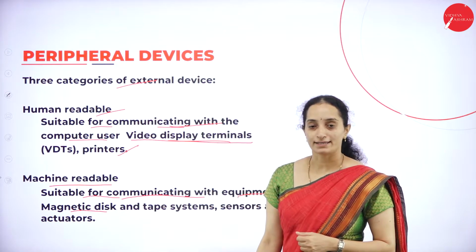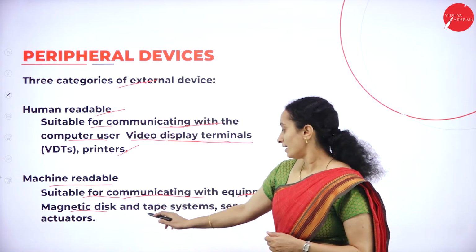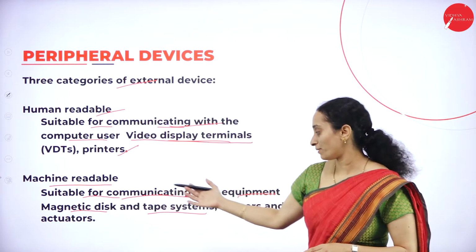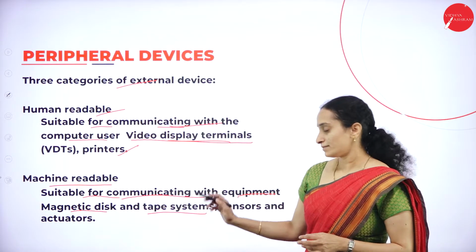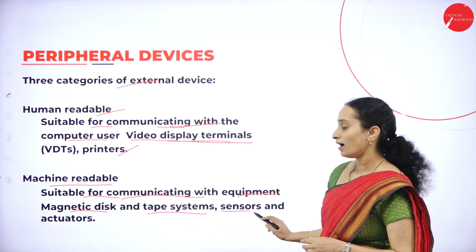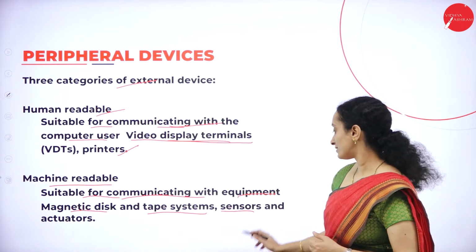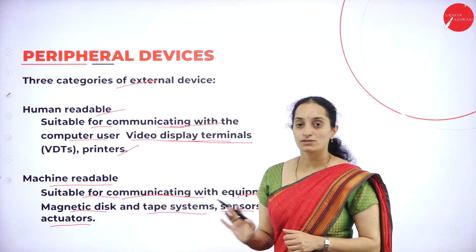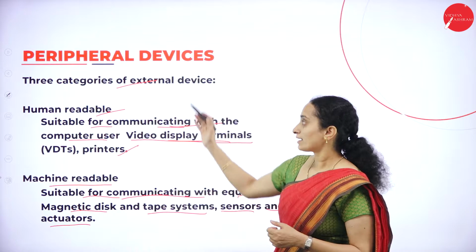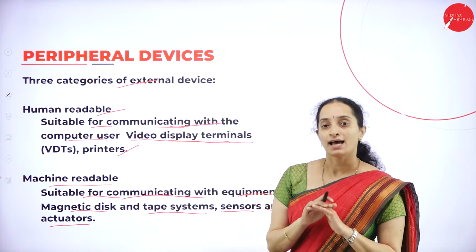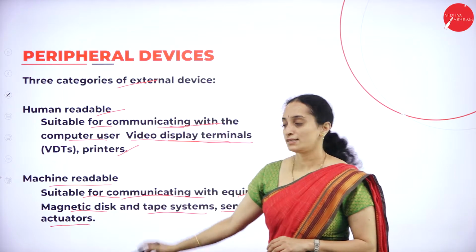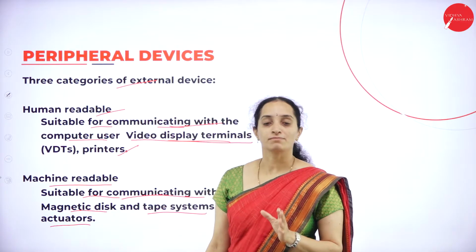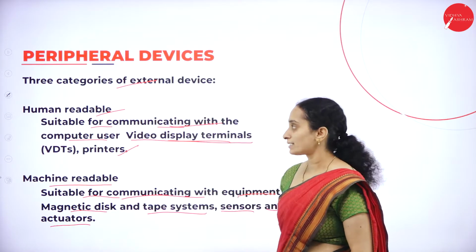Is the magnetic disk, which is used for memory, and tape system. Again, another type of memory. Magnetic disk is one type of memory and the tape system is another type of memory. Along with that, it communicates with sensors and the actuators. So these are the machines or components which are connected using the peripheral devices, and they communicate with these computer equipments or components which can be called the machine readable form of external devices.